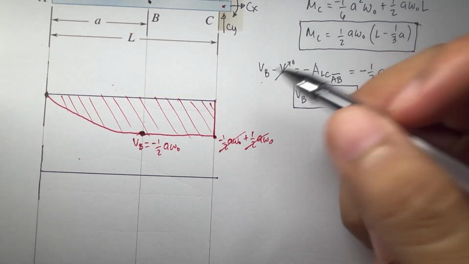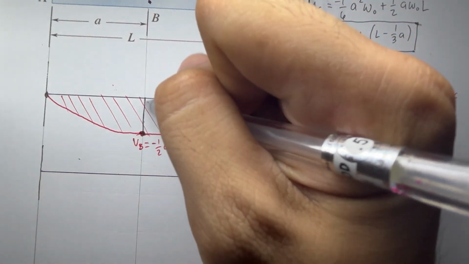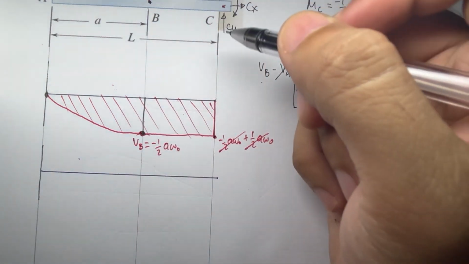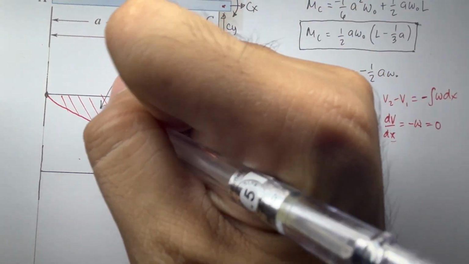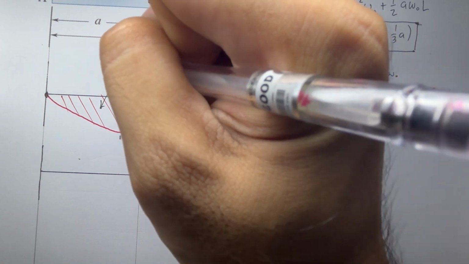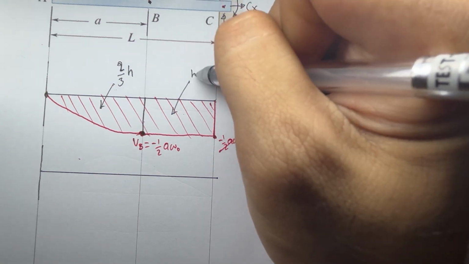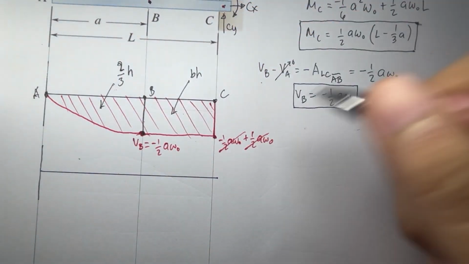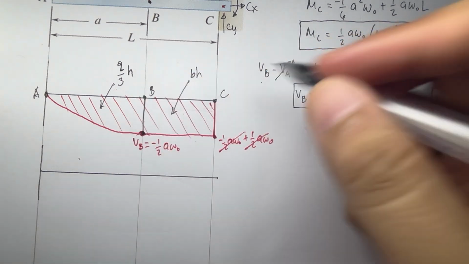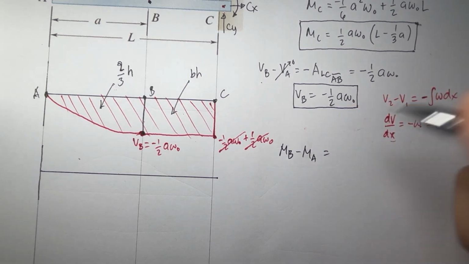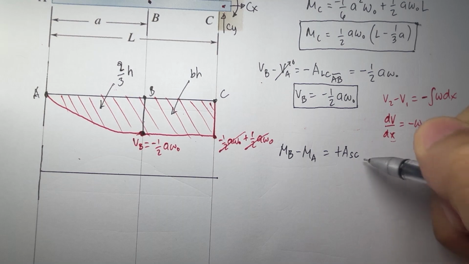Now, looking at our moment diagram, we have two areas here. One is the semi-parabolic area, and the other is the rectangular area. Now, to get the area here, the formula is just 2/3 of its height. And how about the area over here? That is just base times height. Since we have segment A, segment B, and segment C, we can calculate our moment at every point here, no? So we have MB minus MA is just equal to the positive area under the shear curve from A to B.